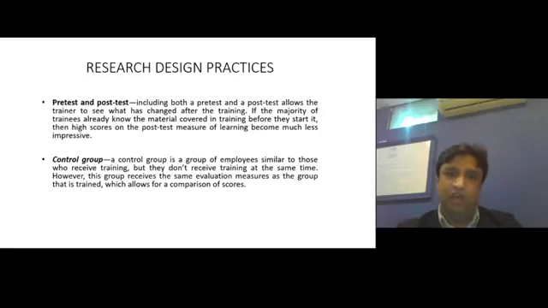Another thing is the control group. A control group is a group of employees similar to those who receive training, but they don't receive training at the same time. However, this group receives the same evaluation measures as the group that is trained, which allows for comparison of the scores. The ideal scenario occurs when the training group and the control group have similar scores before training, and then the scores for the training group increase after training while those of the control group remain constant.